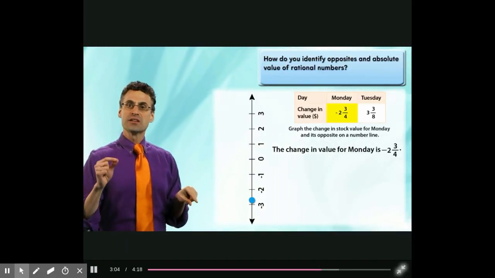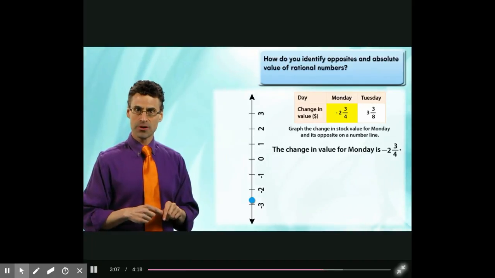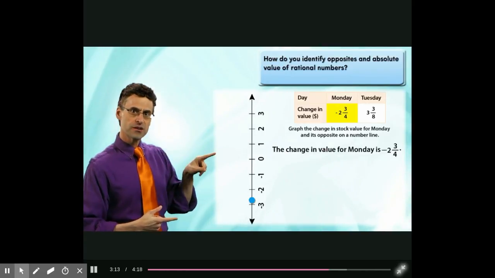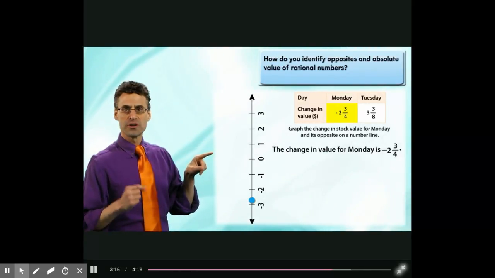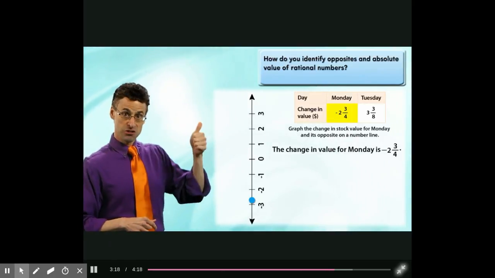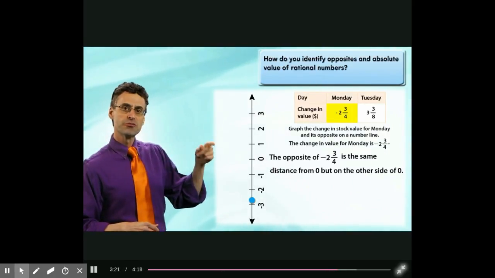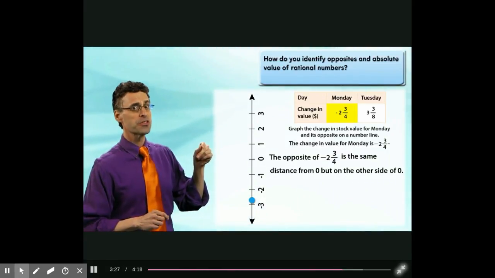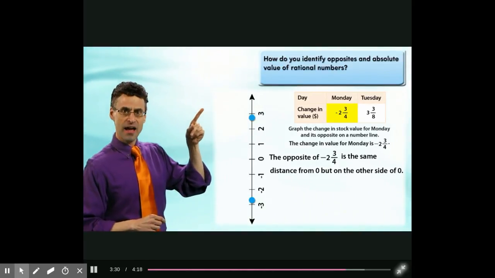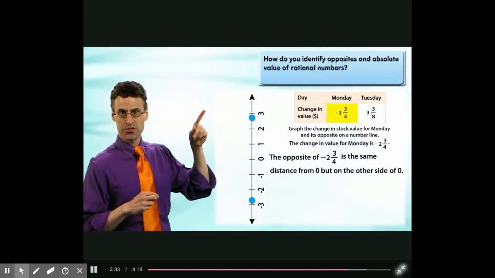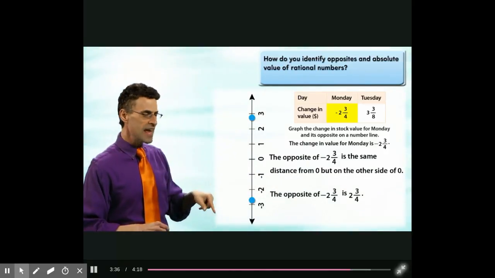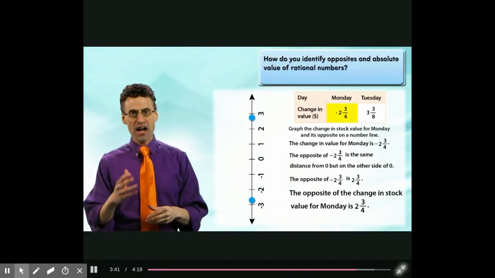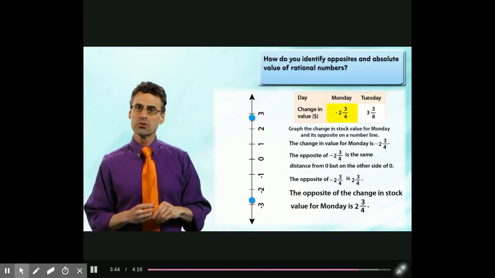Now, to figure out the opposite number, what I do is I look for a number whose distance away from zero is still 2 3/4, but now in the opposite direction, which means now we go up. So we're going to go up 2 3/4 from 0. So this number is going to be between 2 and 3, and again a little bit closer to 3, and there it is. And you can see that value, which is 2 and 3/4, is the opposite of -2 and 3/4. The opposite of the change in the stock value for Monday is 2 and 3/4.